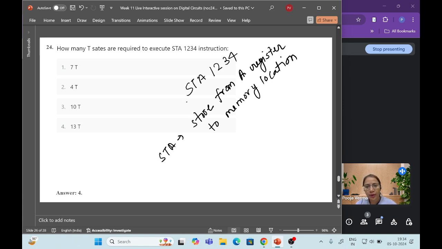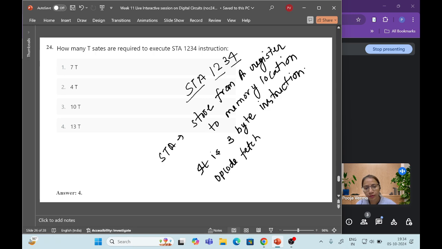It is a 3 byte instruction: 1 byte for the opcode, 1 byte for this and 1 byte for this. So to perform the 3 byte instruction, what machine cycles are required? Opcode fetch, then memory reads, and the execute, and we need 4 T states.